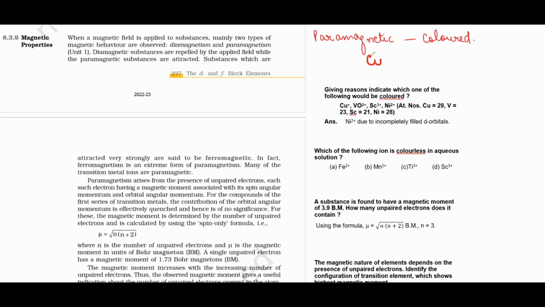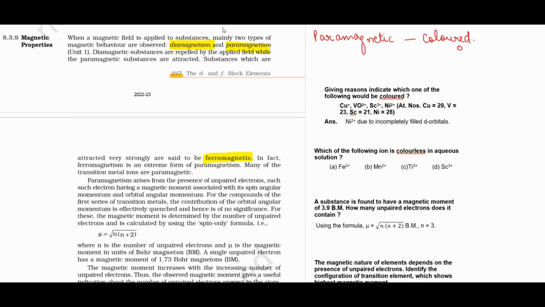For example, if I'm talking about the Cu+ ion, the configuration of Cu+ will be 4s0 3d10. It is diamagnetic, no unpaired electron, which means it is going to be colorless. But Cu2+ configuration is going to be 4s0 3d9. It is paramagnetic, hence it will be colored. So you can see that copper 2+ salts are generally blue in color, and cuprous salts, copper 1+ salts, are colorless.